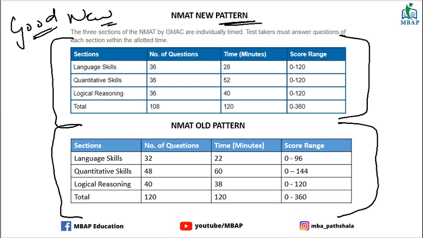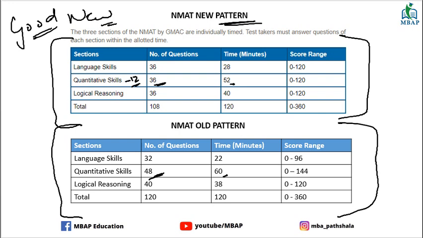Quant earlier was 48 questions, now it has come down to 36. So there is a good minus 12 in the number of quant questions here. Yes, definitely there is a reduction in time as well. From 60 it has come down to 52. That's just 8 minutes less.